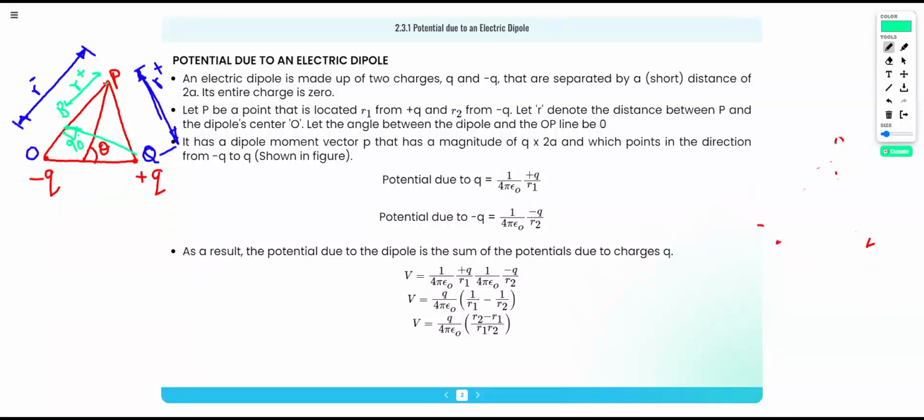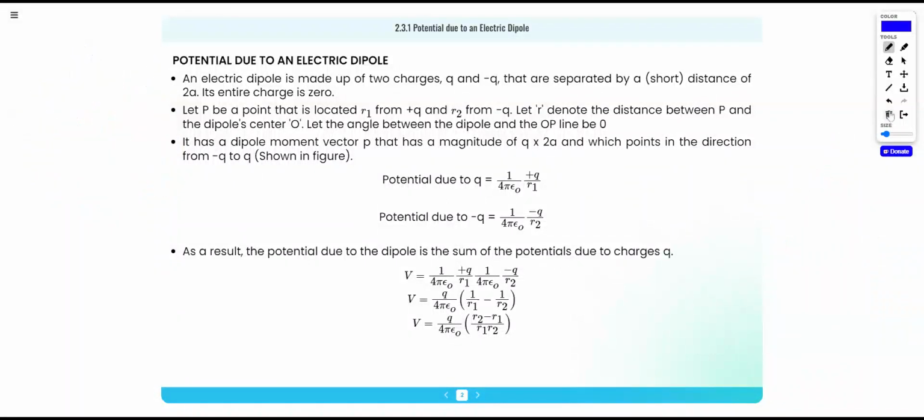Everyone clear? Once again, first, what is the meaning of dipole? A dipole is made up of two charges, q and minus q, separated by a distance of 2a. Its total charge is 0. One is positive, one is negative. So first we'll take a dipole.